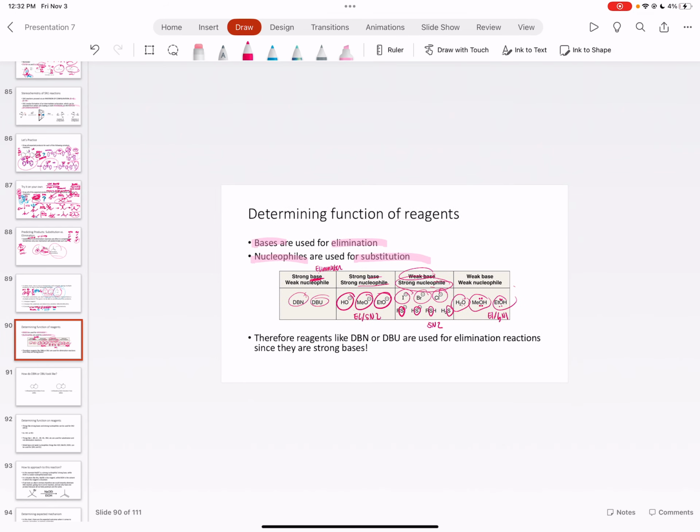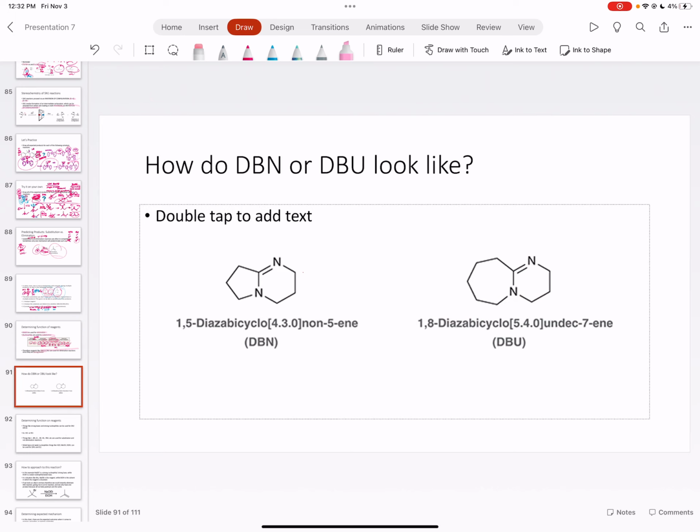And again, therefore, reagents like DBN or DBU are used for elimination reactions because they're strong bases. And I wanted to show you what DBN or DBU look like. Technically, on a test, they're not going to tell you which one is DBN or DBU. But at least I want you to be able to have a visual concept of what DBN and DBU look like.